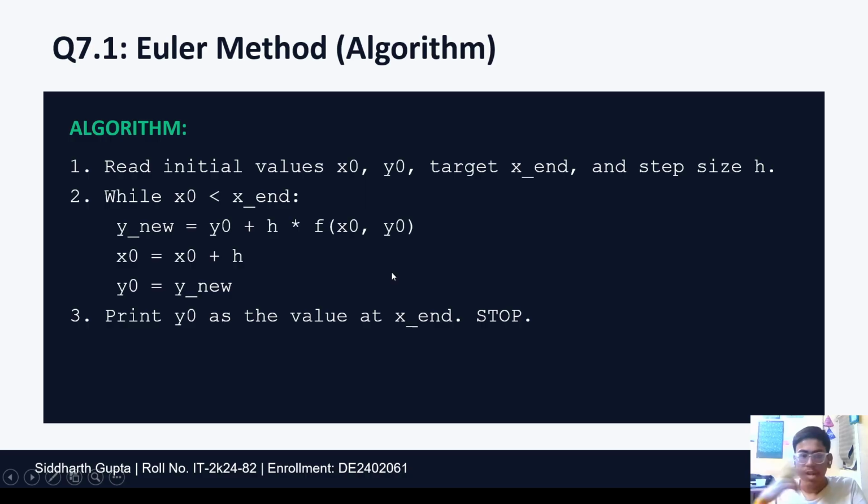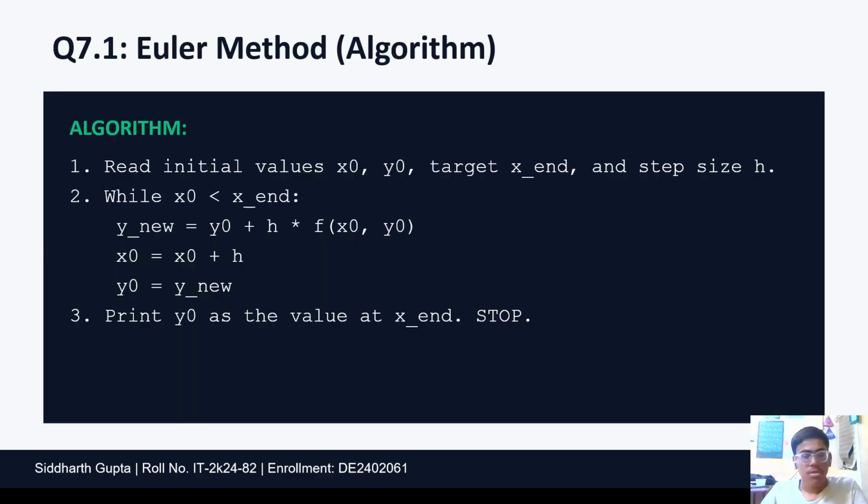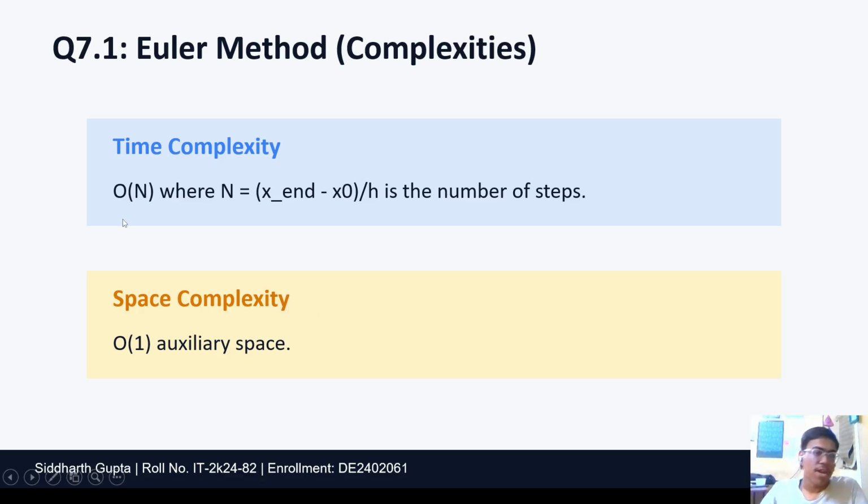So it is very simple to find the value using an ordinary differential equation. The only part is that the while loop will move from x0 to xn, like from starting to the ending. And this is the formula for Euler, that is y new is equal to y0 plus h into f of x0 comma y0. Then again x will change by increasing the step size, y will become the new value, and we will print the value of y. The time complexity for the Euler method will be big O of n, and the space complexity will be big O of 1.